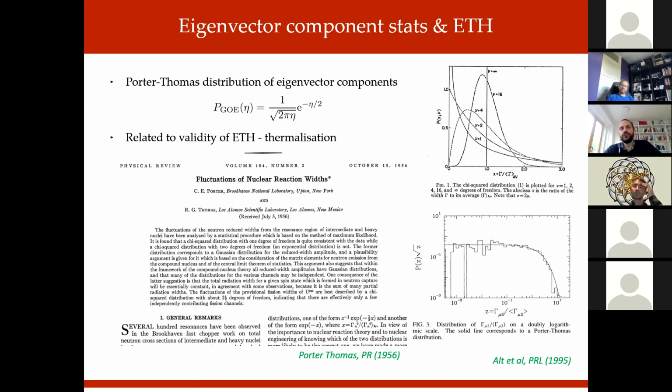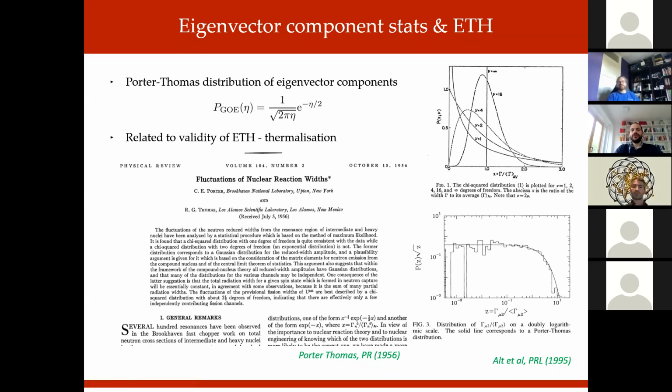And the other measure that we are interested in is the eigenvector component statistics. For this one, if I take a matrix out of a Gaussian orthogonal ensemble and diagonalize it and find the eigenvectors, then I will find that the components have a Gaussian distribution, which means that the norm squared values of the eigenvector components follow the so-called Porter-Thomas distribution. And it's interesting that even these days, there are studies of nuclei, which is how this distribution was first proposed in 1956, where the resonances of nuclei are described by this distribution.